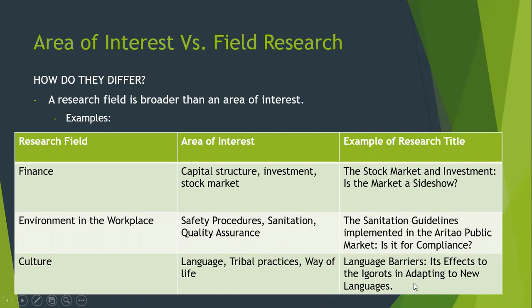Therefore, when they speak Ilocano, nadadala pa rin nila yung accent nila ng Igorot kapag nagsalita sila ng Ilocano. Okay, so what could be the possible effects of these language barriers to the Igorots in adapting to new languages? Could they adapt to new languages easily or with difficulty? Okay, so those are examples of research titles.